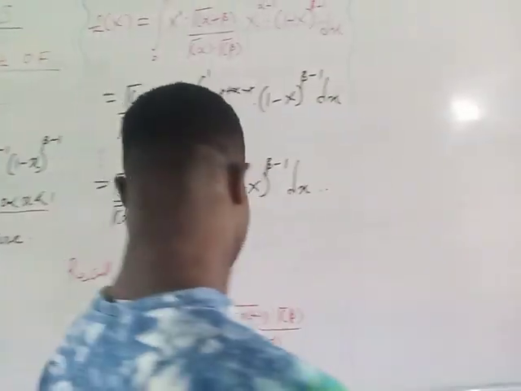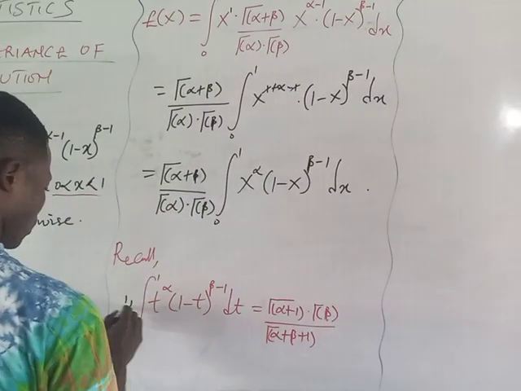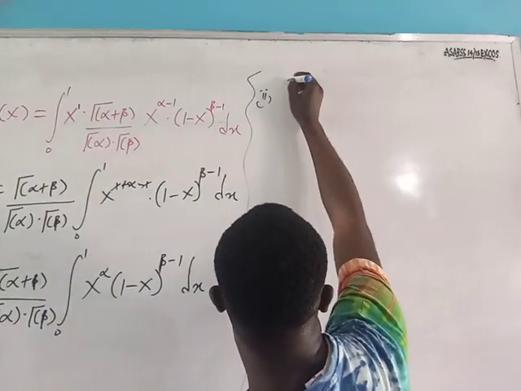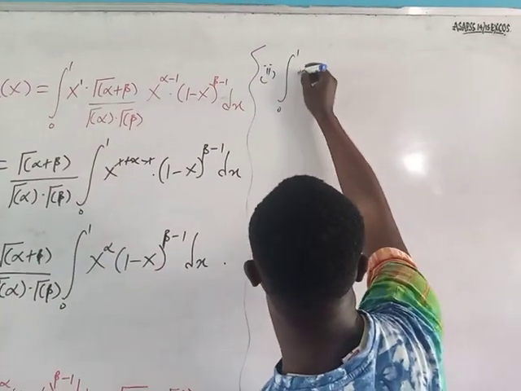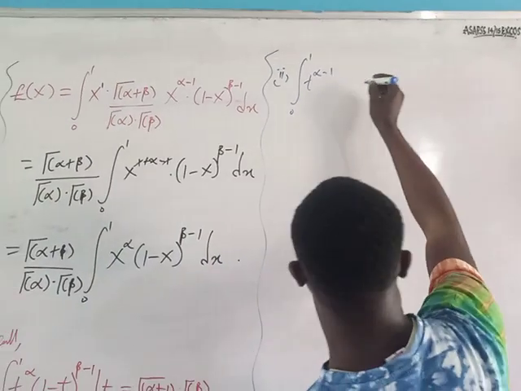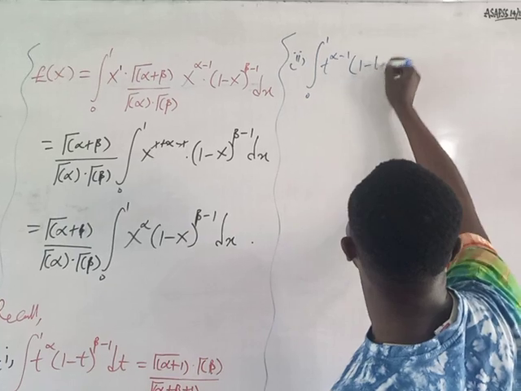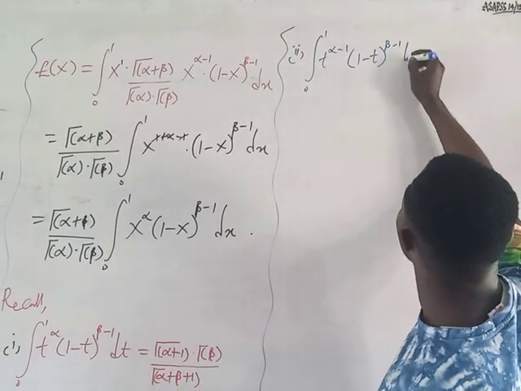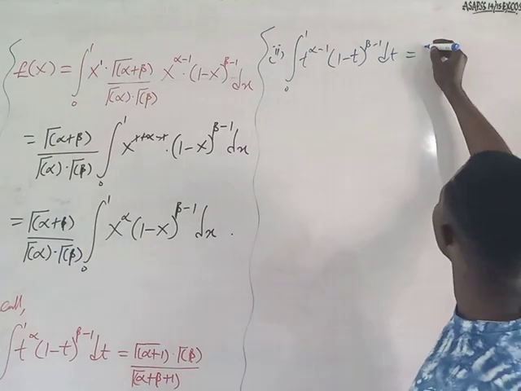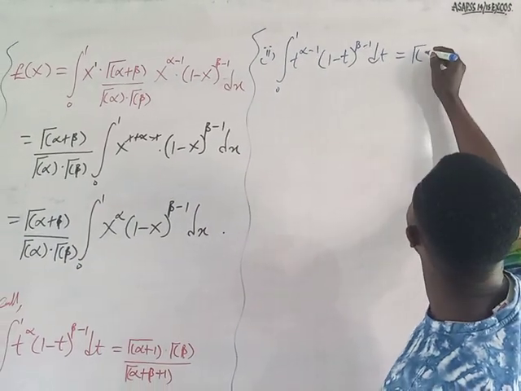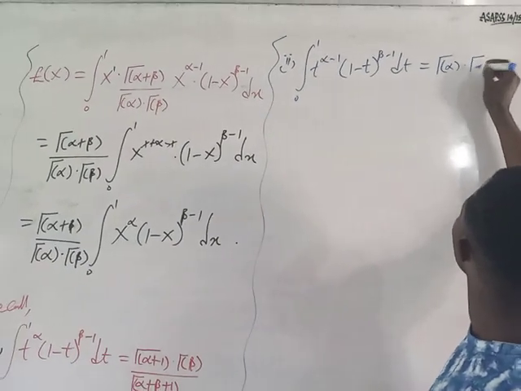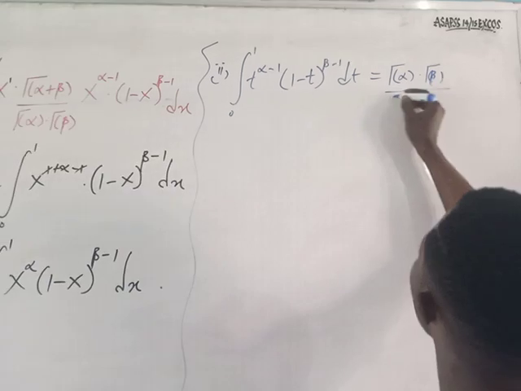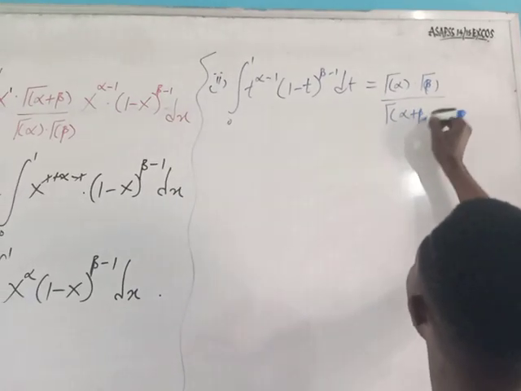Let's call this number 1 and number 2. If you have another one like this, the integral from 0 to 1 of t to the power of alpha minus 1 into 1 minus t raised to the power of beta minus 1 with respect to t, this will give us gamma alpha times gamma beta all over gamma alpha plus beta.